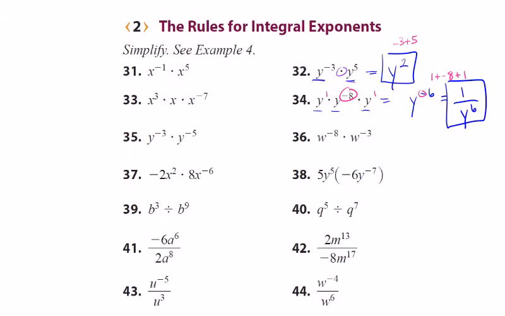All right, number 36. W to the negative 8 times W to the negative third. So we can add the exponents. Negative 8 plus negative 3 is negative 11. We can drop it like it's hot. So we end up with 1 over W to the 11th. All right.